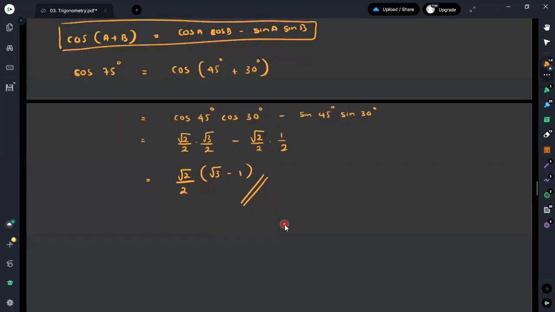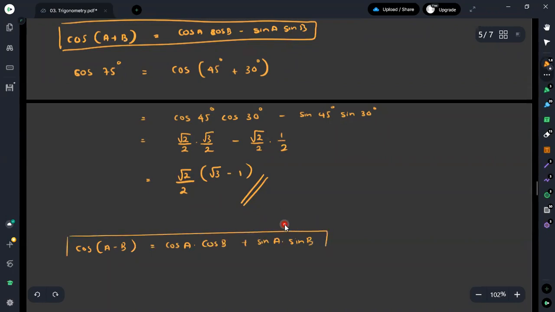It is using the compound angle as a subtraction of two angles and getting the cosine value of them. Cosine (A minus B) can be written as cosine A into cosine B plus sine A into sine B. This is how we take the cosine function of the compound angle, if the angle is given as A minus B, or simply the subtraction of two angles.